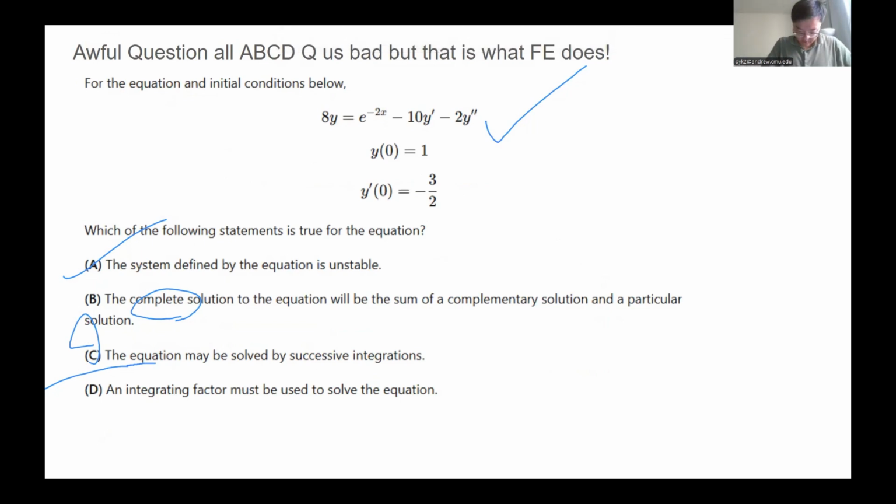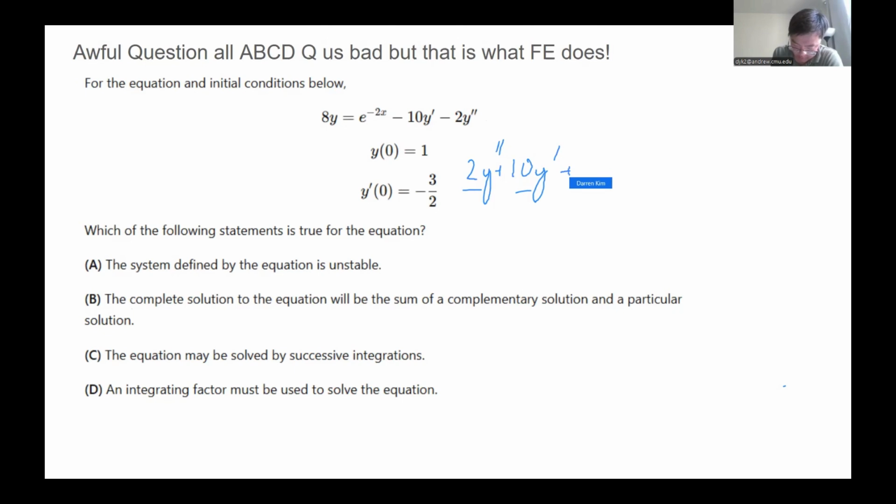Which statement is true? The system defined is unstable. Okay, probably it's unstable. The complete solution of the equation could be stable actually, because there is a damping term. Actually, it's pretty easy to check if it's stable or not. It's all positive, so it must be stable. What I mean by positive is, you see how the coefficients are all plus over here, and then this is a negative over here. So this must be stable no matter what. So this is wrong. The complete solution of the equation will be a sum of a complementary solution and a particular solution, that is true. The equation may be solved by, no, because of the y, this is completely wrong. So that's B.